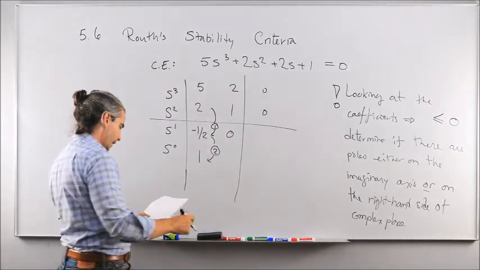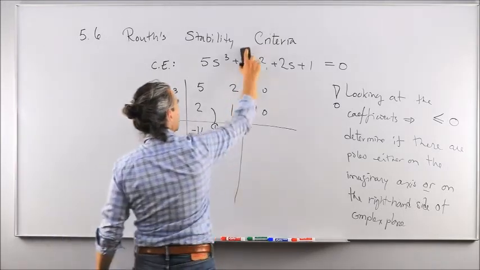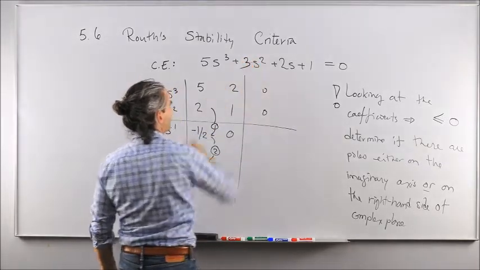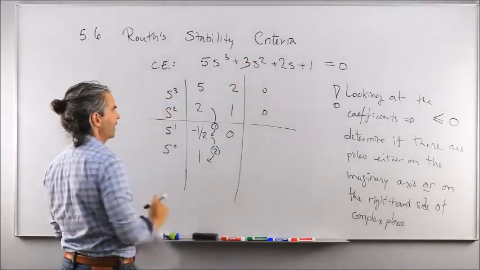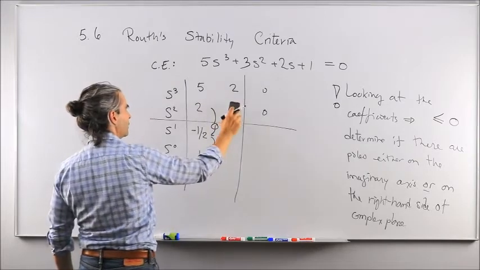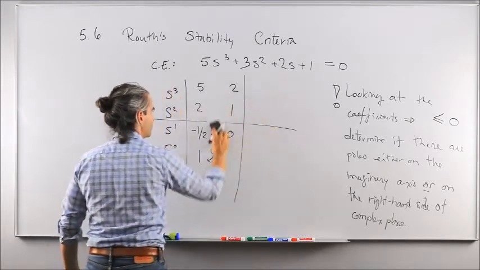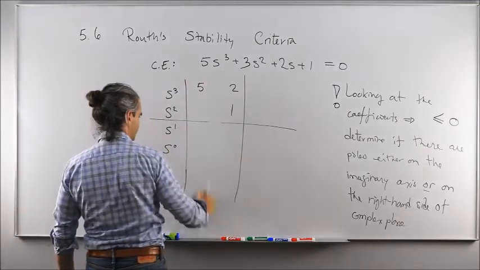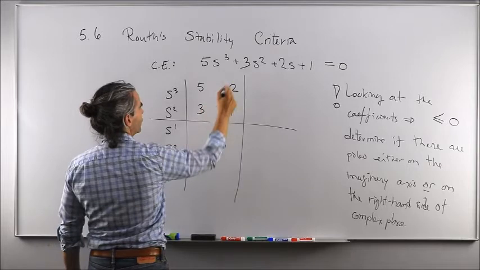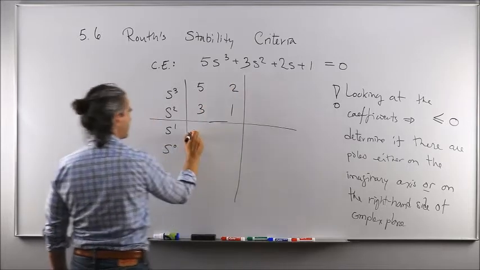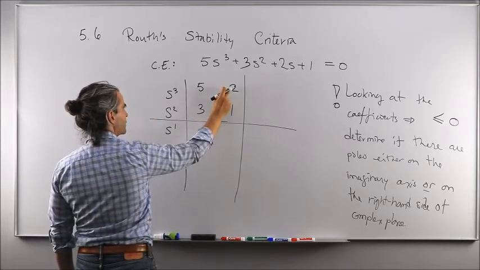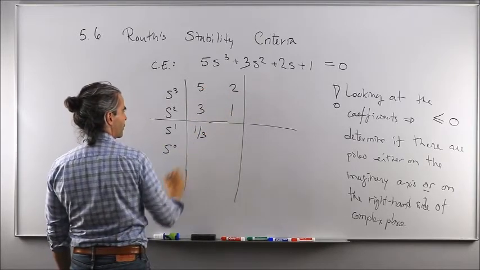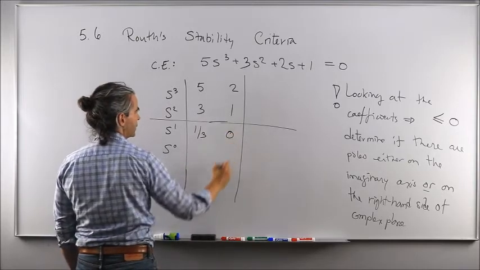Okay? Now, let's have a look at another example, and let's pretend that instead of a 2, we have the 3, which is actually what I have in my notes here. Okay? Which means I'm filling the top 2 rows with 5, 3, 2, 1, such that this entry becomes 3 times 2, 6, minus 5, 1 over 3, 1/3. This one is 0.